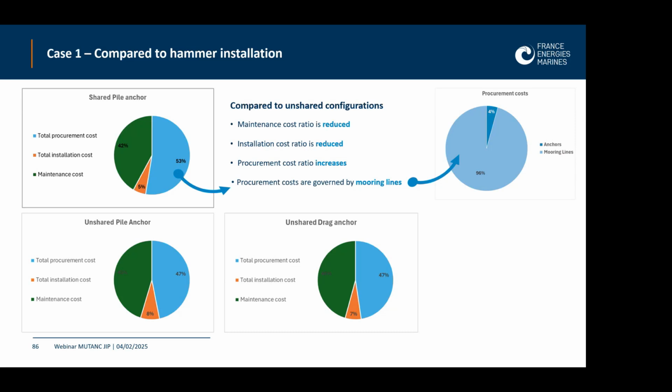When we look at the ratio between the total cost and procurement, installation, and maintenance, what we can see is that for shared mooring lines, the maintenance cost ratio is reduced. The installation cost ratio is reduced. However, the procurement cost ratio is increased. And what is observed is that the procurement cost is governed by the mooring lines.